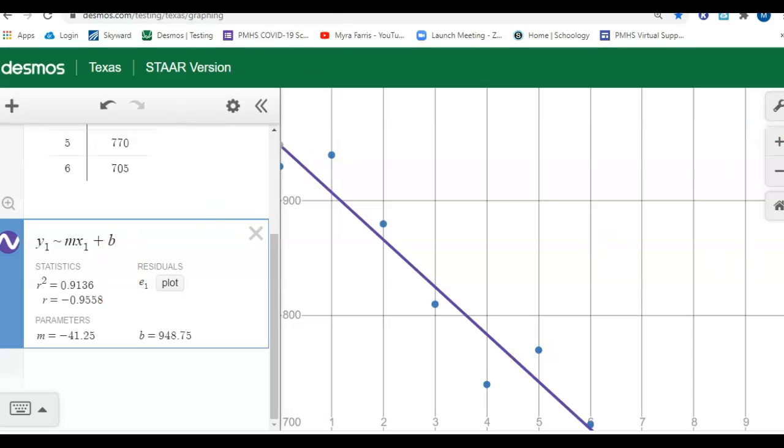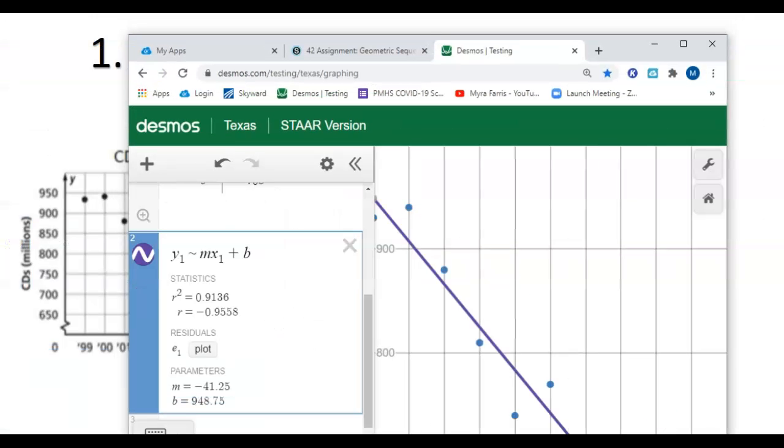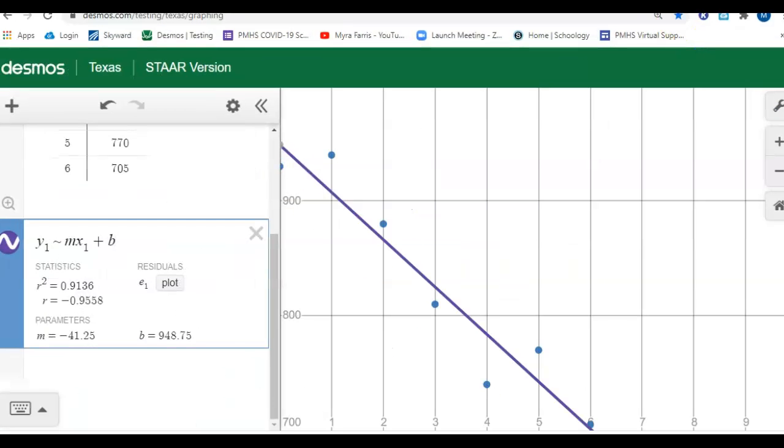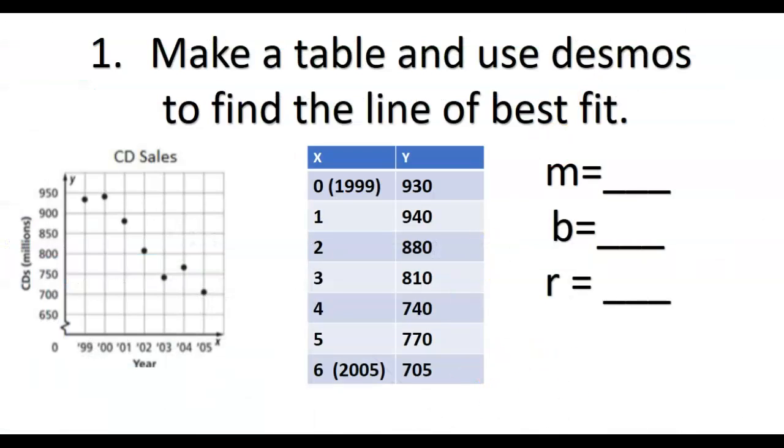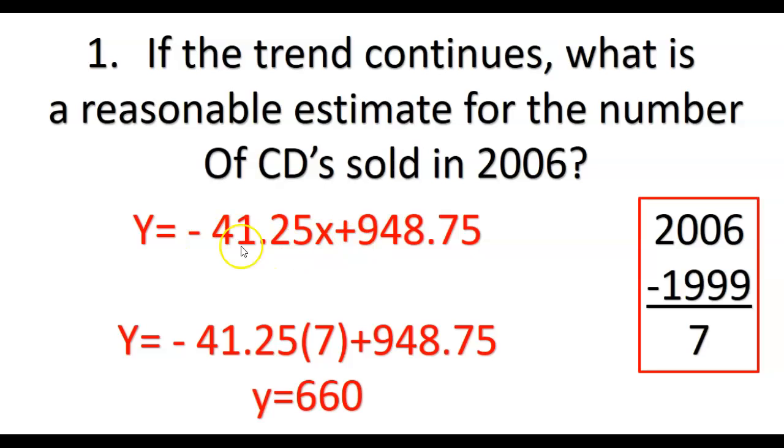So then I would go back to my paper. I would go back to my paper and I would write down that slope and that y-intercept in an equation. Take that slope and that y-intercept we got off Desmos and make it into an equation. Now, we did these kinds of problems previously. Do you remember doing this a couple of weeks ago? We're going to add one more step to it.